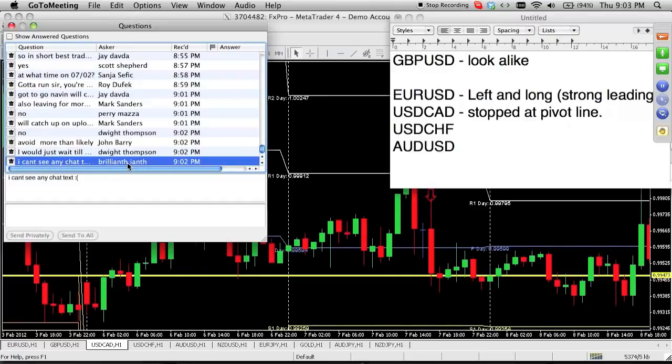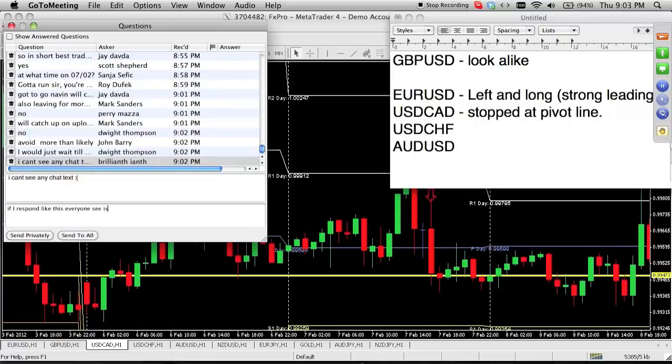Brilliant, I cannot see any chat text. These chat texts only come to me whenever somebody writes, and that's only if I respond. It comes to everybody.